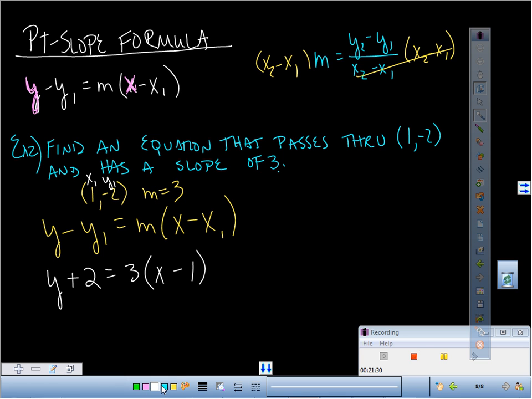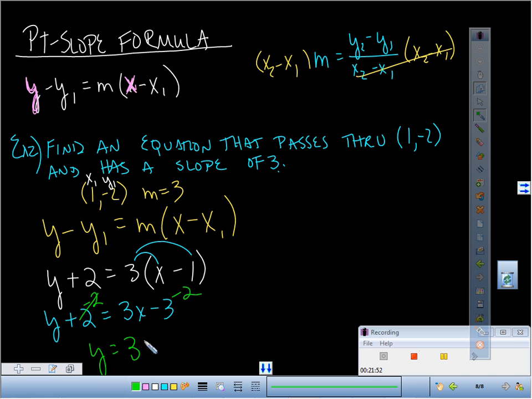Perfect. Now, what are we going to do? Distribute and collect. Very good. So y plus 2 is equal to, what do you get? All right. Now, what are we collecting? So we're going to subtract 2 from both sides. And y is equal to 3x what? Minus 5. And there's my answer. Perfect. Anybody got a question?